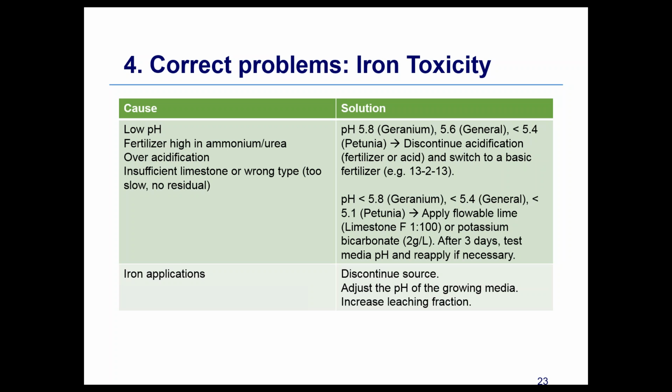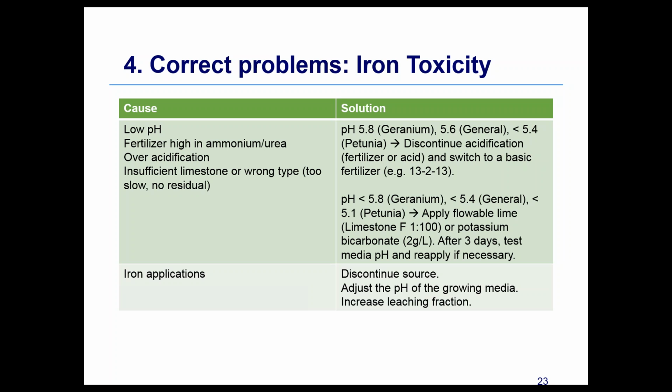So the rule here is, if you want to increase your pH to prevent iron toxicity, you first have to discontinue using whatever is acidifying your growing media and then switch to a basic fertilizer. And that should always be your first tool. You don't want to jump into using limestone as your first tool. You want to see if changing your fertilizer helps, especially if the pH, despite being low, is not extremely low. If the pH is extremely low, and you can see the ranges there, then you can apply flowable limestone, and you can use either limestone F or potassium bicarbonate. They've been tested for a while. They're both very good.